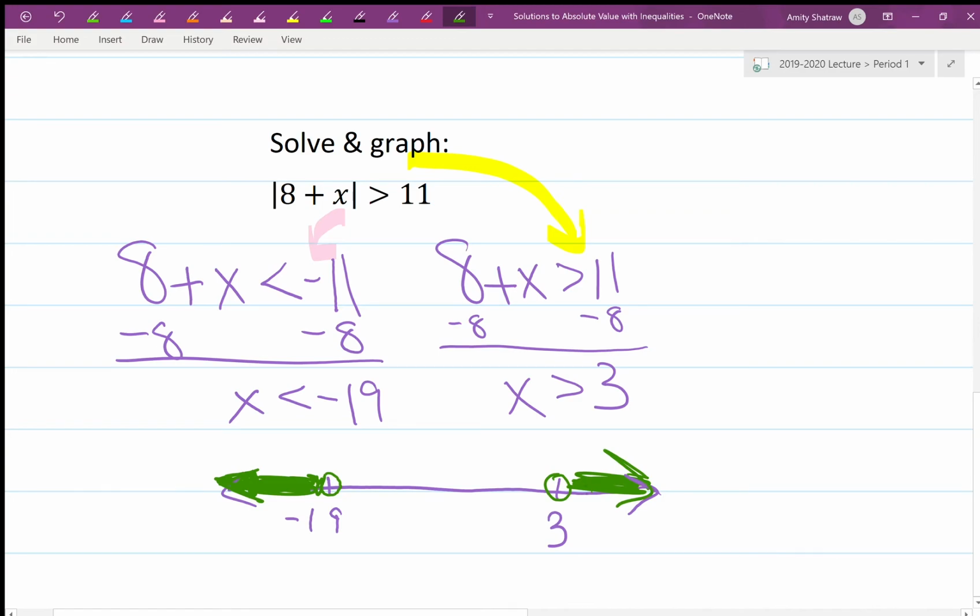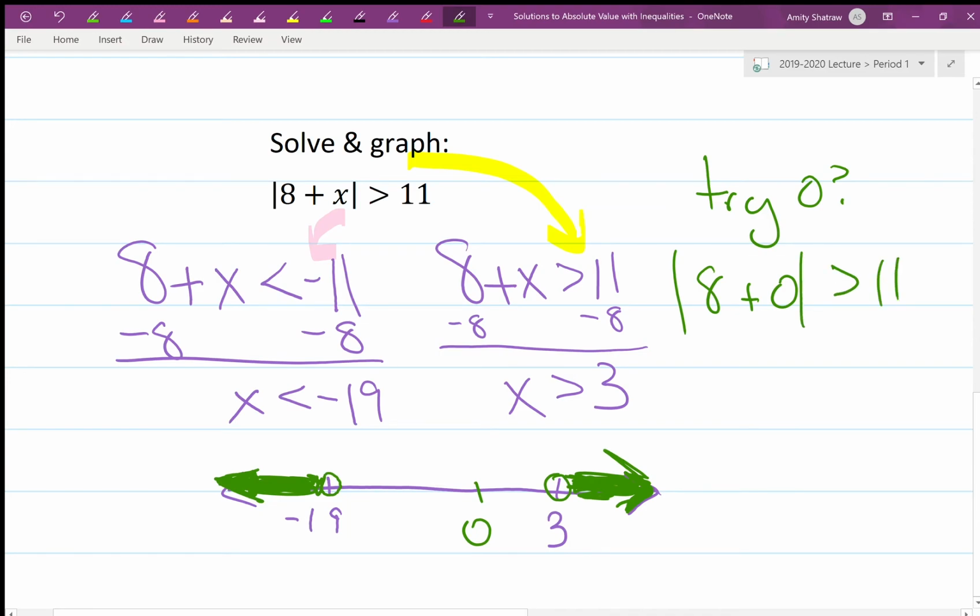Do we want to check to see if I'm right, or do we want to check to see if I'm wrong? We might as well check to see what happens at 0. If I get an answer false at 0, that means the other region is indeed my answer. So let's try 0. Is it a solution? Let's throw in a 0 where x was and check to see if I get a value that is greater than 11. What's 8 plus 0? It is 8. What's the absolute value of 8? It is definitely not bigger than 11.